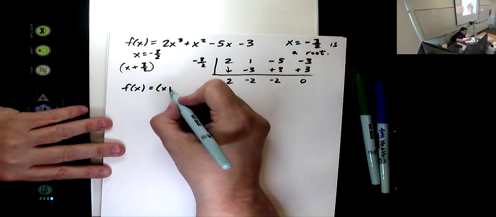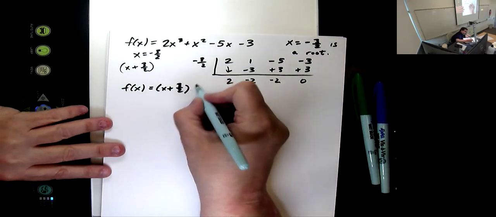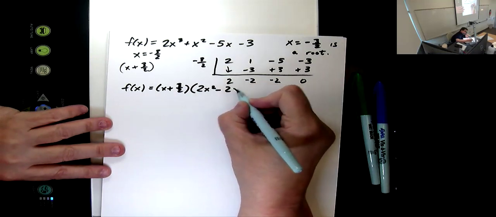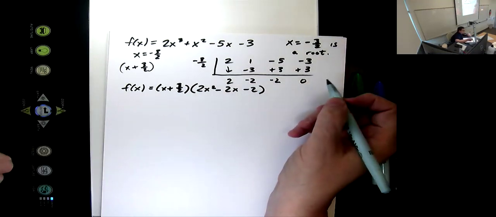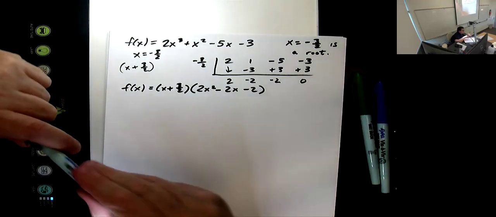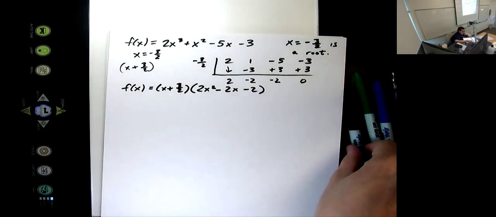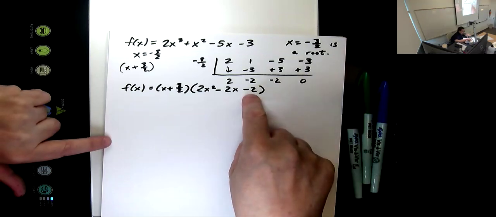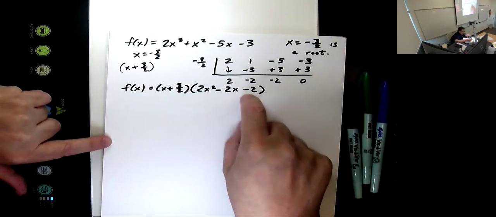So this is x plus 3/2 times 2x squared minus 2x minus 2. Which is another imaginary number answer. It looks like it should be. Although that negative might change it. No, it's not gonna be imaginary. That negative's gonna change it.